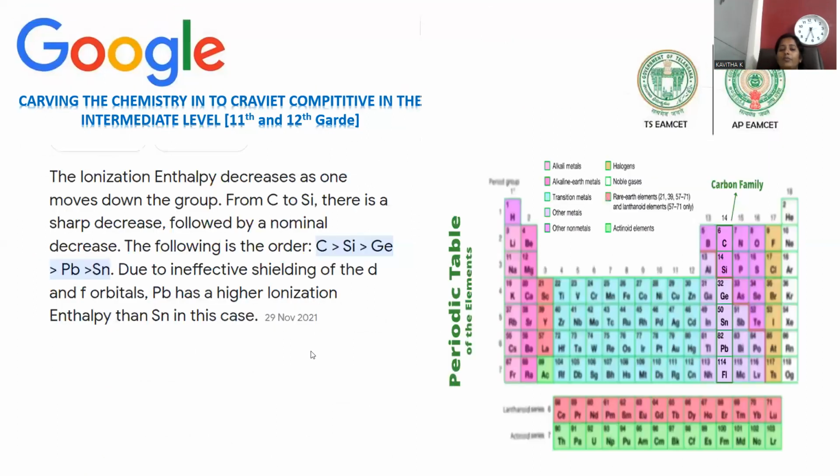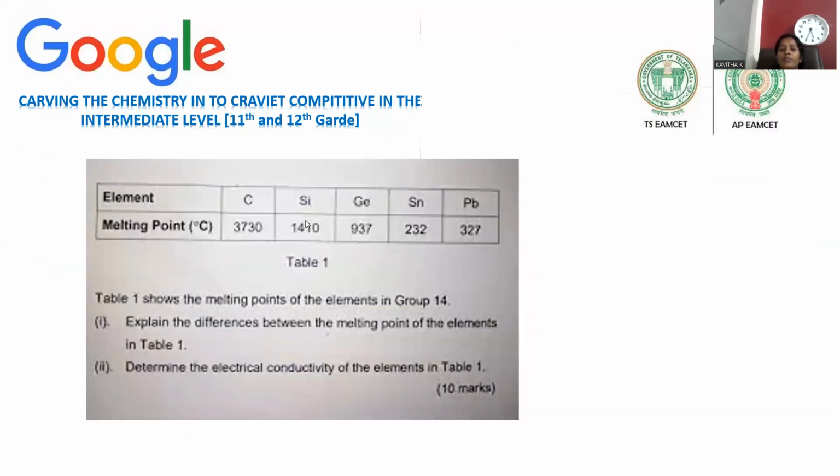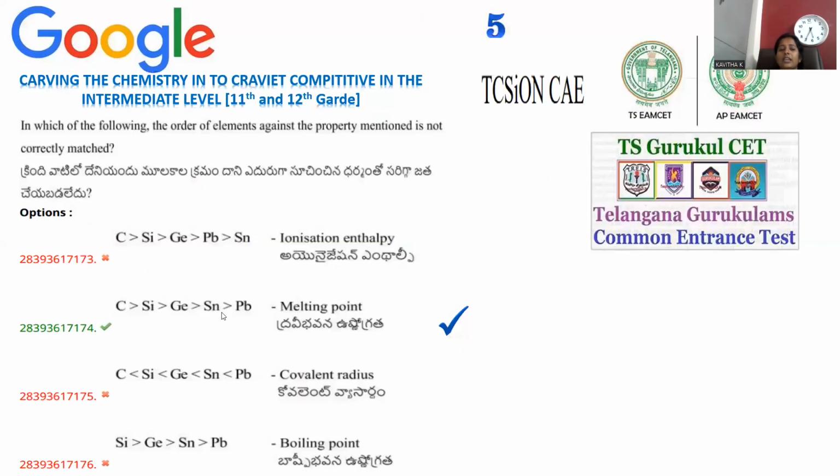And melting point. Move on to melting point values. If you observe the melting points of all these, 3730 for carbon, 1410 for silicon, 937 for germanium, 232 for tin, 327 for lead. If you see, lead is higher compared to tin, but they mentioned tin is higher than lead. This is the wrong direction, so that you can cancel out option 2.